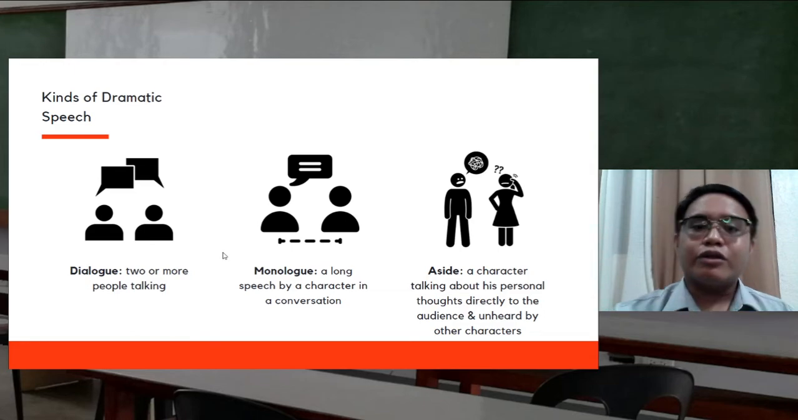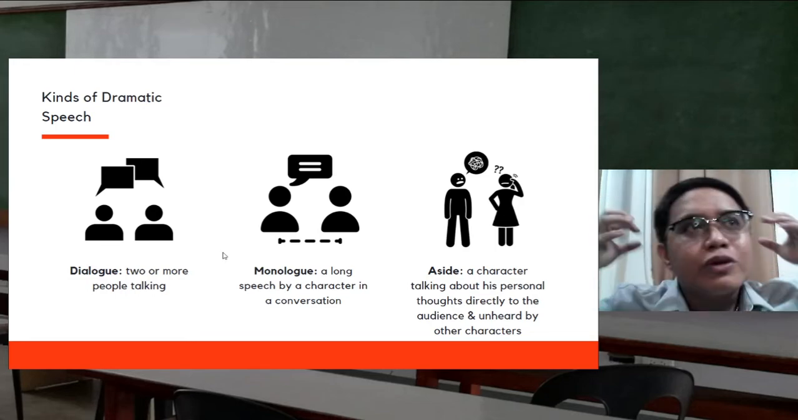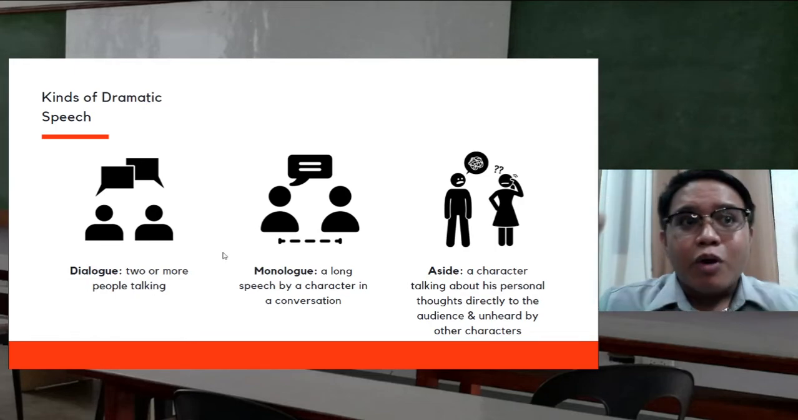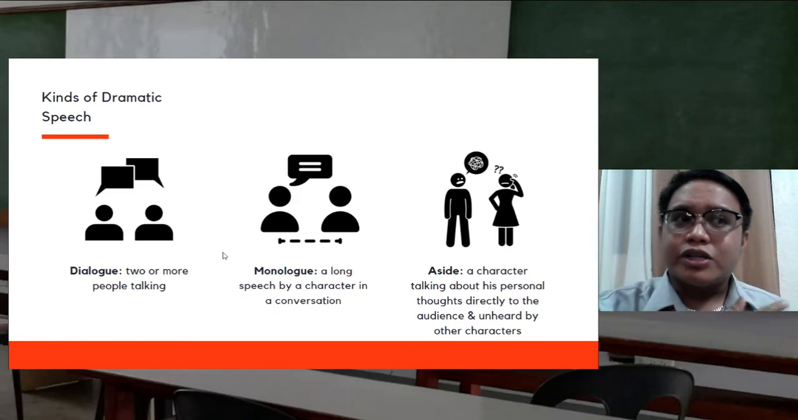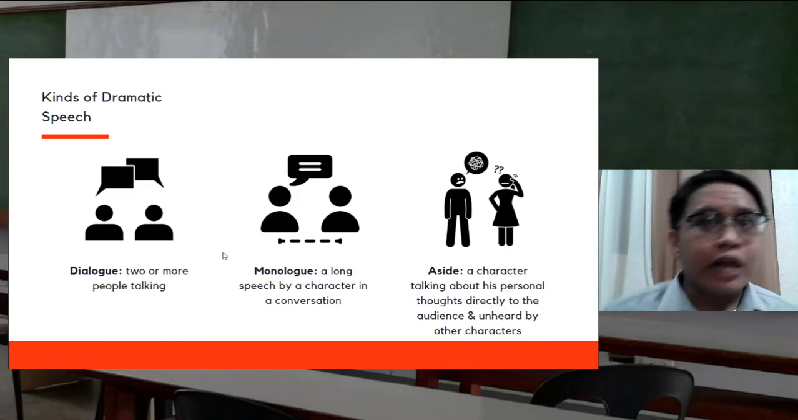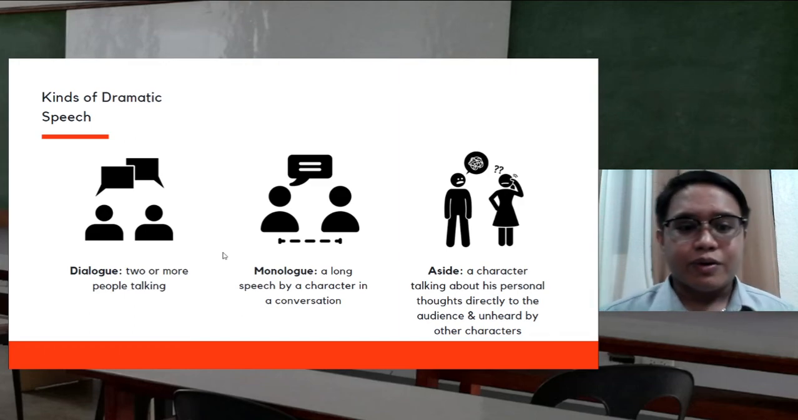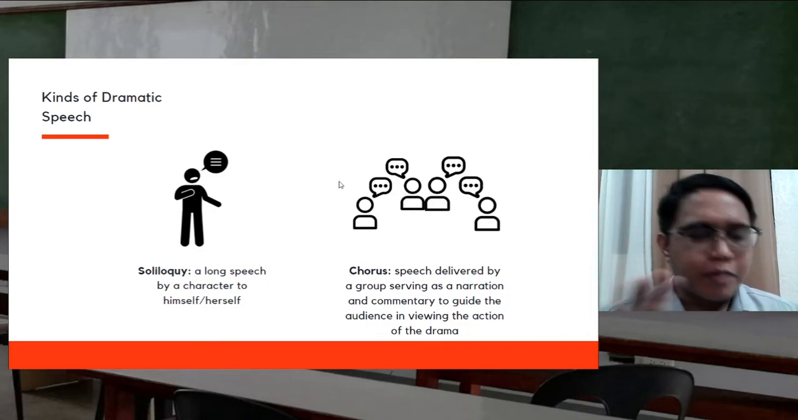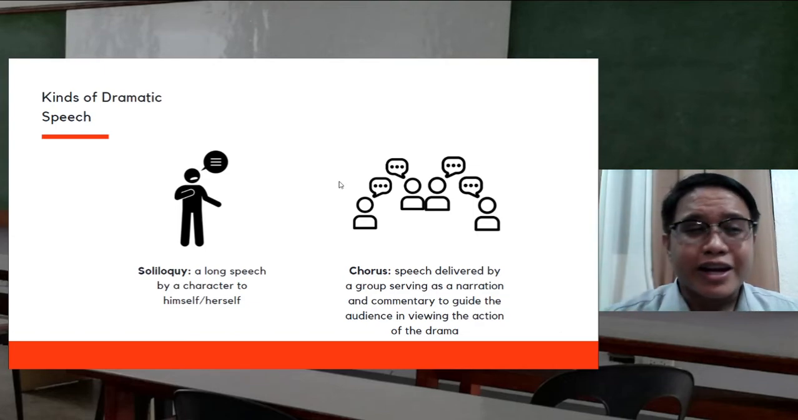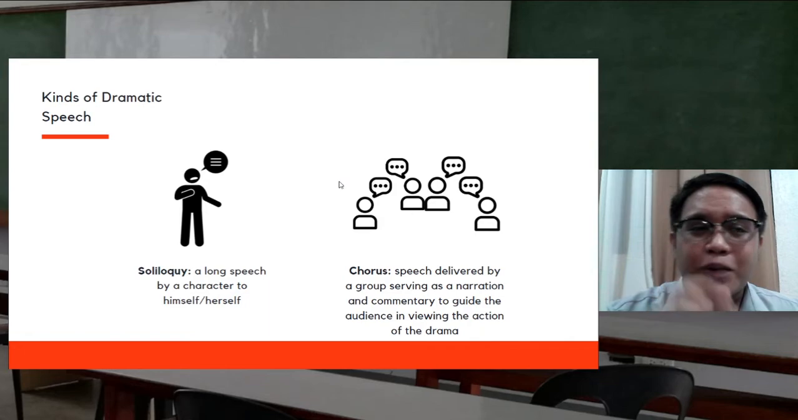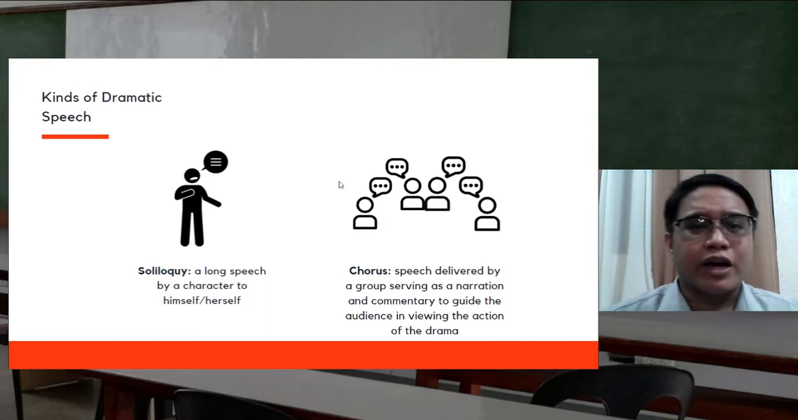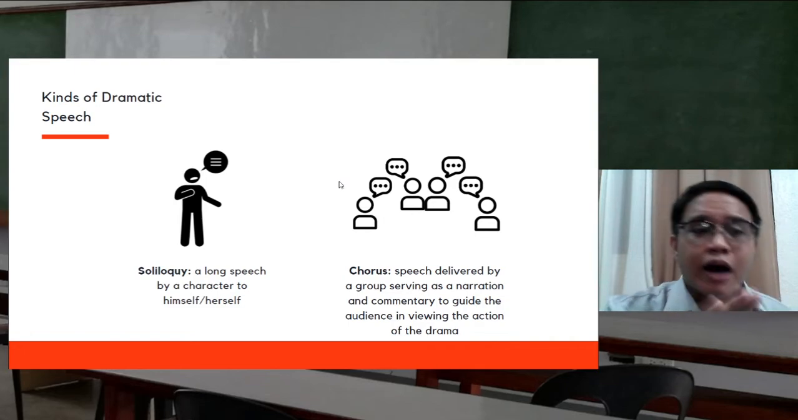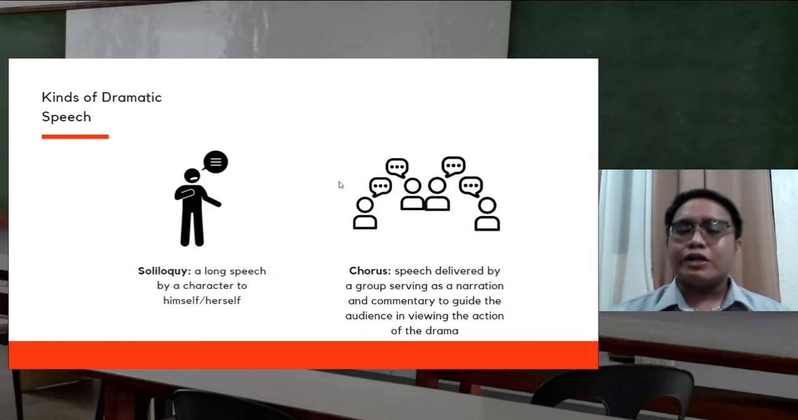So, the character says his thoughts to the audience, but his fellow characters on stage cannot hear him. So, that's an aside. Next one is a soliloquy. I'm not sure how to pronounce this, I figured this out in college and I forgot, but I think it's soliloquy. I'll give you a correction later on if the pronunciation is right. Okay, soliloquy is a long speech by a character to himself.